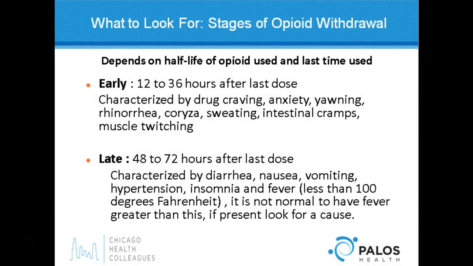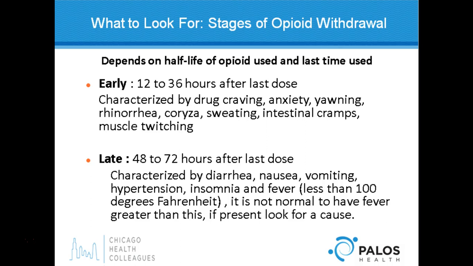Now, what to look for as far as the stages of opiate withdrawal? It depends on the half-life of the opiate being used. And also, we must caution, it depends on how long you've been using it. Now, on average, most people will have symptoms of withdrawal at 48 hours. Depending on what the person is using, if it's a short-acting opiate, they tend to have them sooner. If it's a longer-acting opiate, they tend to have them further out.